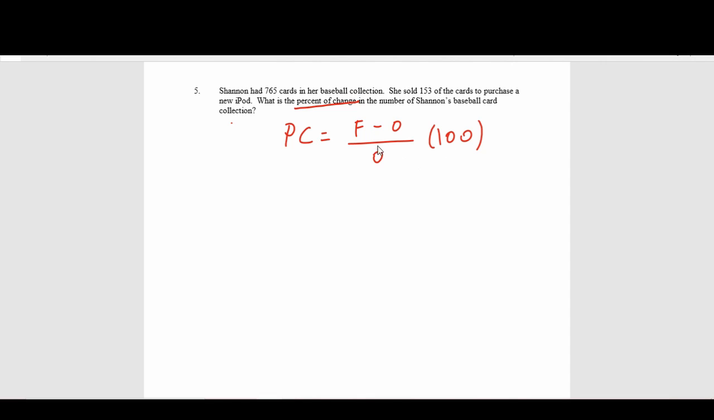And now we got to identify what to plug in where. She has 765 cards in her collection, so that's the original amount. We know she sells 153 of the cards to purchase a new iPod. So let's figure out what we're going to do for this final amount. So we got percent change equals final minus 765 over 765 times 100.